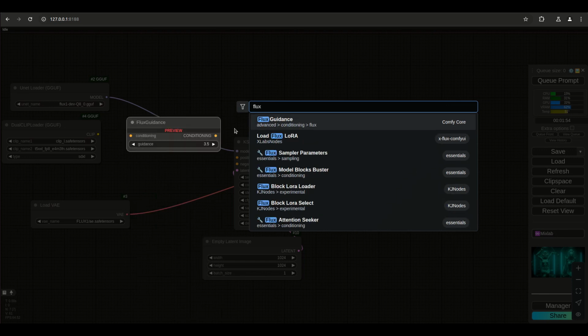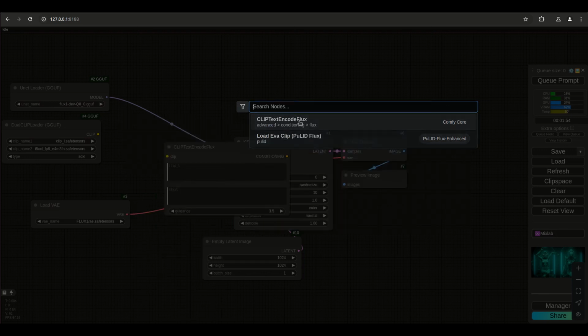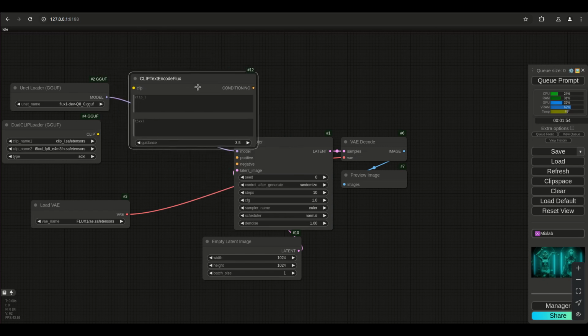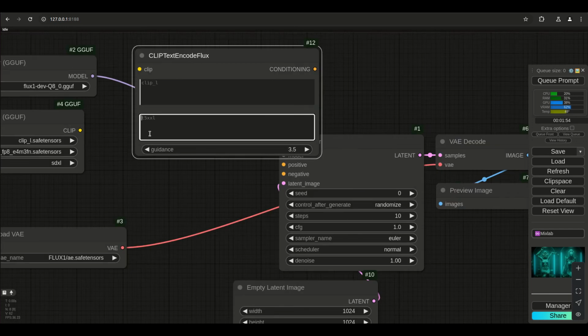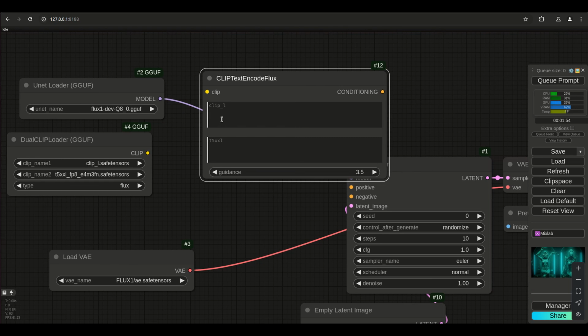Because they have a special clip text encode Flux. This one has the guidance built into it. Plus, as you'll see, the T5XXL is down here, as you'll see in this window. And, well, let's make sure this is in Flux mode. And the clip L is at the top.